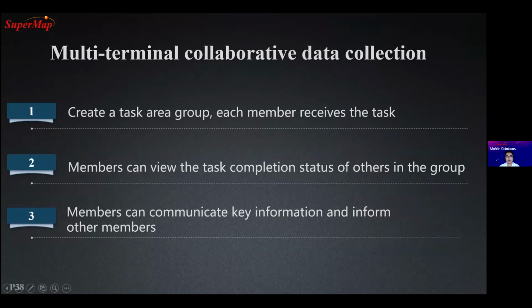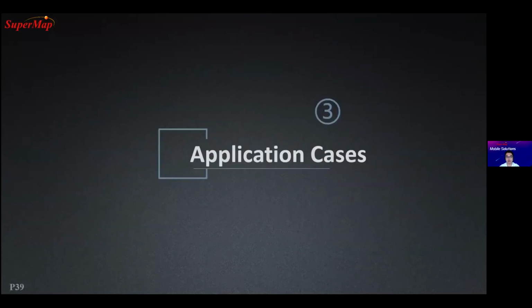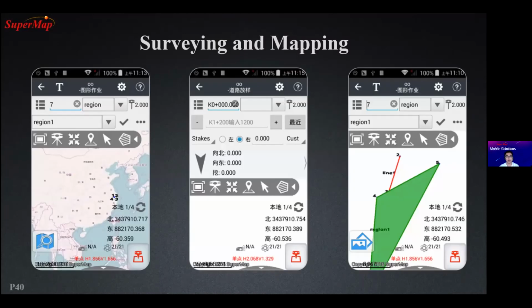So after we know the main features of the real-time data collection, now we can start to look at what kind of cases we have used before. So here, the first one is about some basic data collection. We can connect a field survey and even connect some hardware to collect the data. You can see here, we can collect some polygons or record some points.